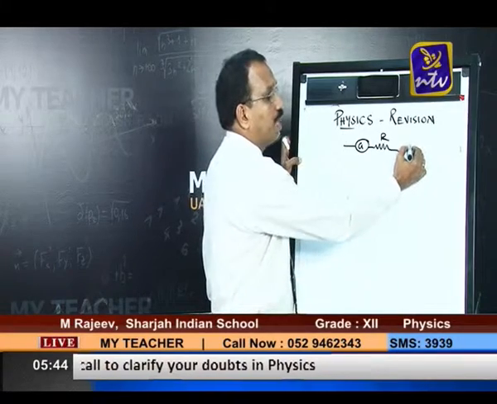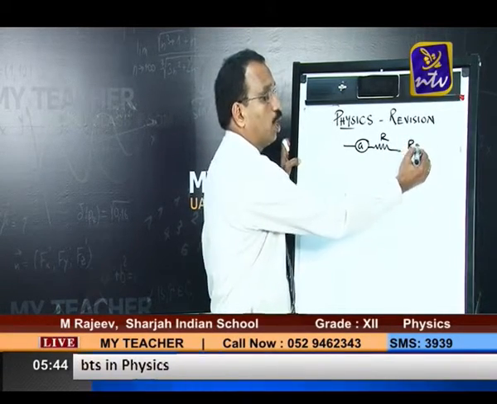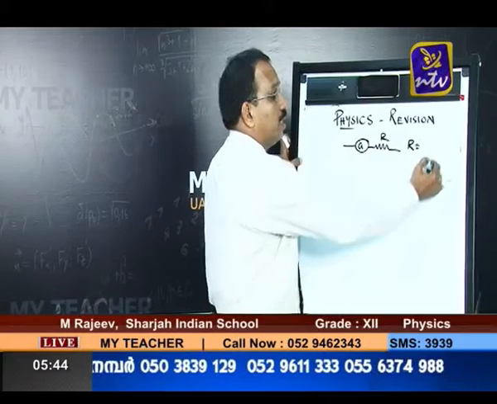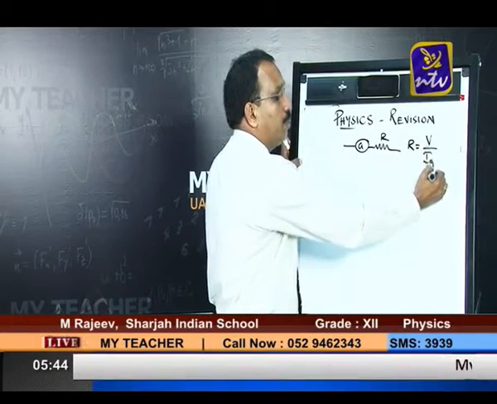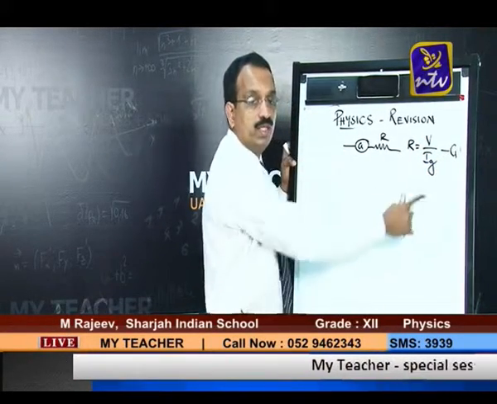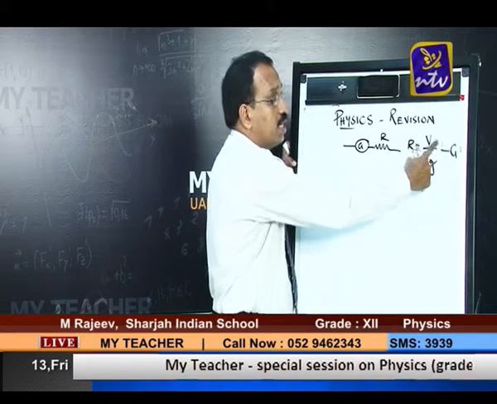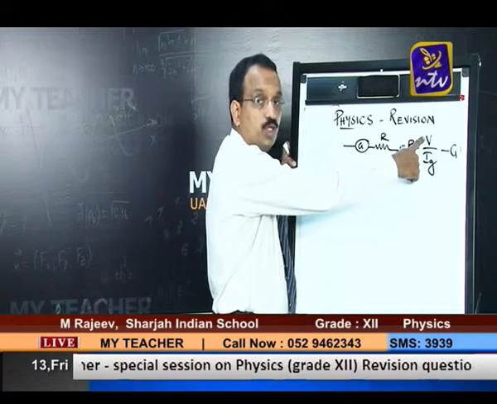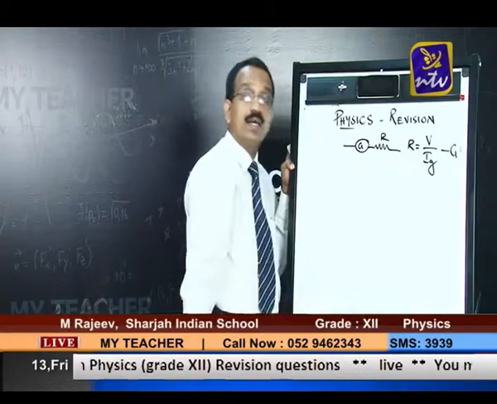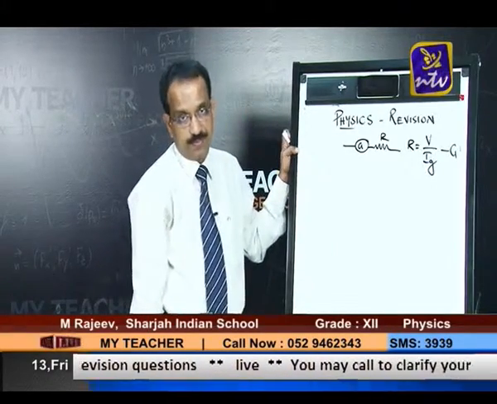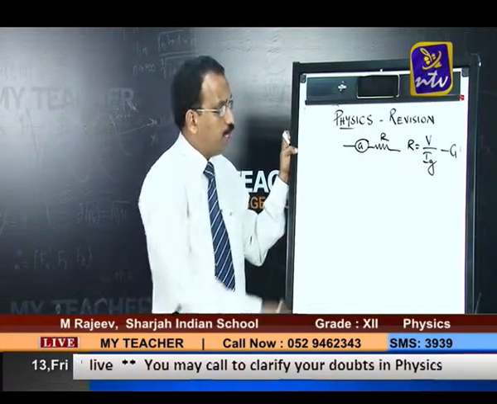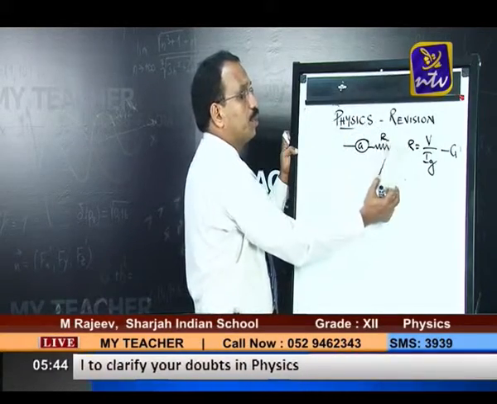So the equation we have there to find out how much resistance is to be used is V by Ig minus G, where G is the galvanometer's resistance, V is the maximum voltage to be measured, and Ig is the current required for producing full deflection in the galvanometer. Okay, so that's the equation we are going to use.